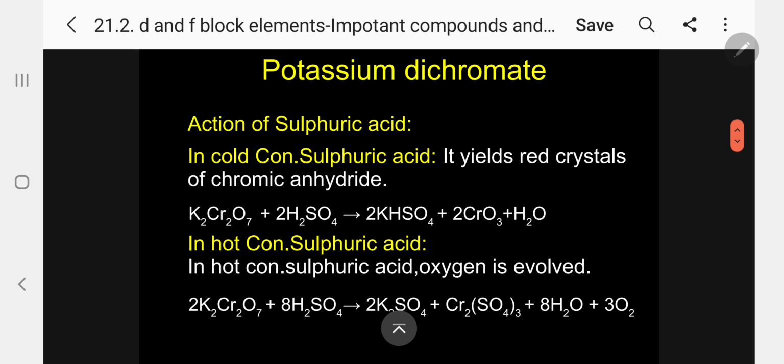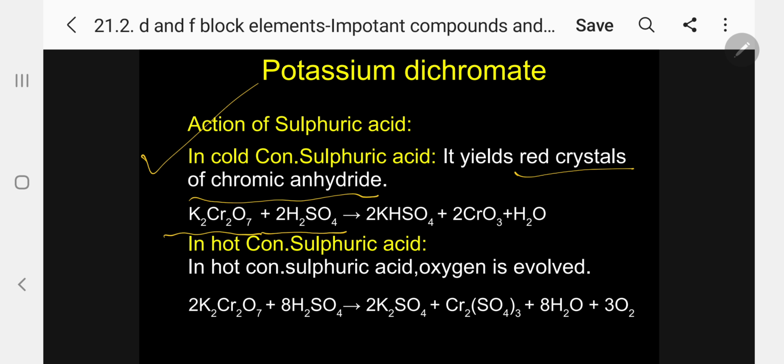Action of sulfuric acid. First, in cold concentrated sulfuric acid, it yields red crystals of chromic anhydride. Potassium dichromate reacts with 2 moles of sulfuric acid to give 2 moles of potassium hydrogen sulfate and 2 moles of chromium trioxide. It is a chromic anhydride. Kindly follow.